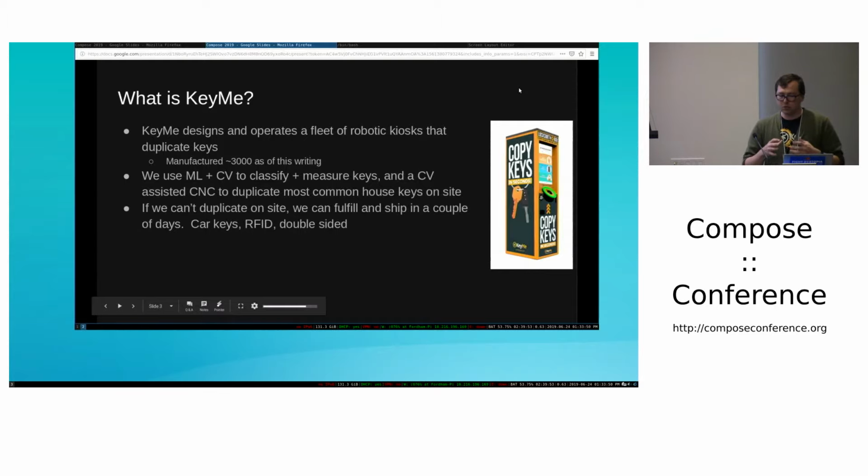We can do most common house keys on site. And if we can't duplicate on site, we take all these images, upload them, classify them, and duplicate them in our fulfillment center here in New York. We can also do car keys, RFID fobs, double-sided keys, so just about anything you could imagine.